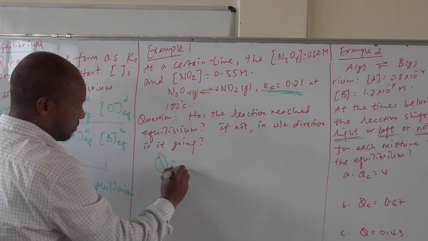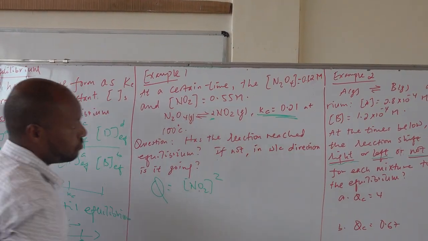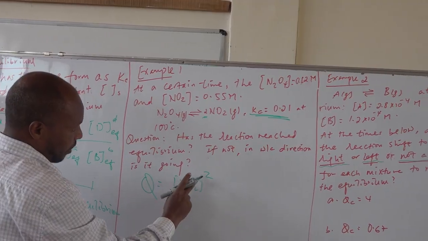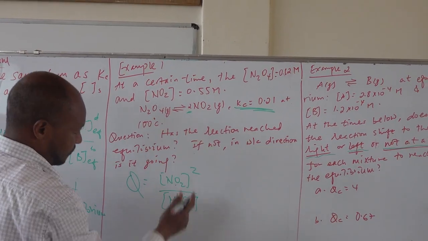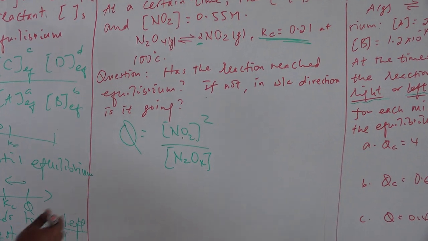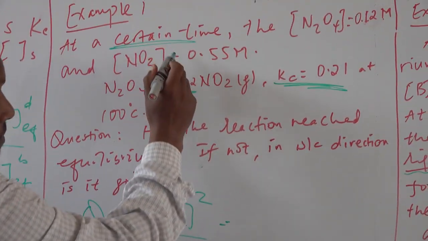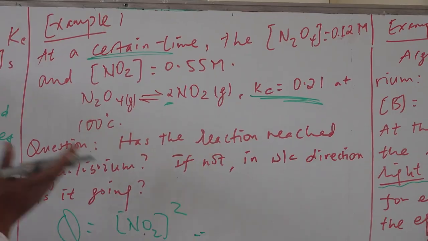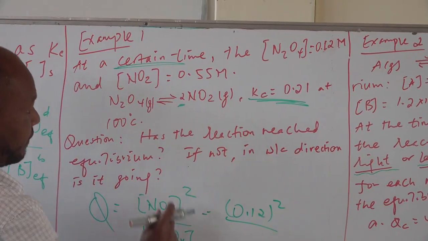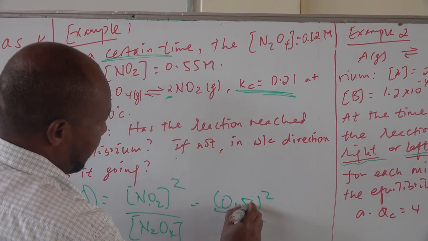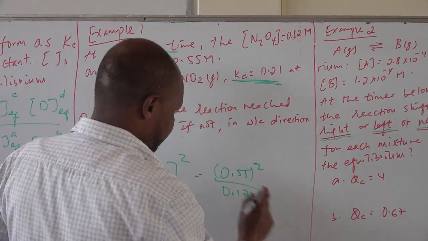To calculate Q, it is simply the concentration of NO2 to the power of 2, because there is a coefficient of 2 in this case, over N2O4, which has a coefficient of 1, so I don't have to write the 1 because it's already known. Now, the concentrations at a certain time, meaning before the reaction has achieved equilibrium: the concentration of NO2 is 0.55 squared, over the concentration of N2O4, which is 0.12. Now I have to calculate this.